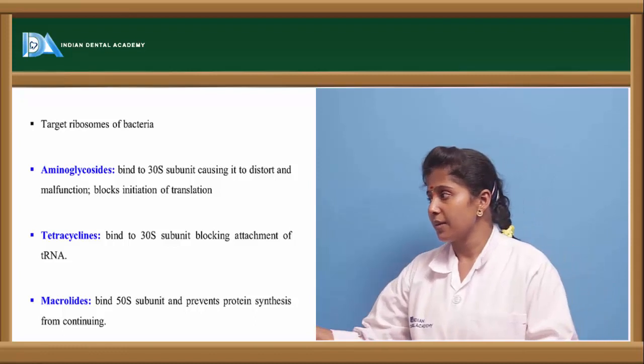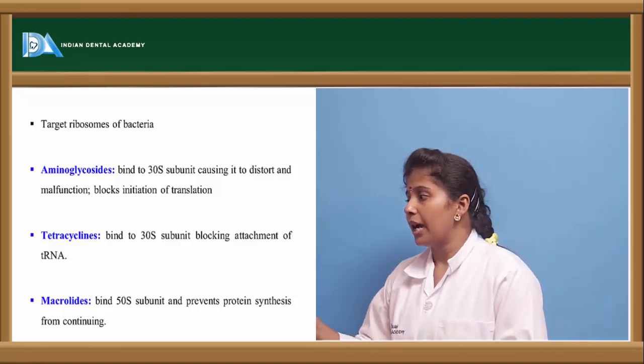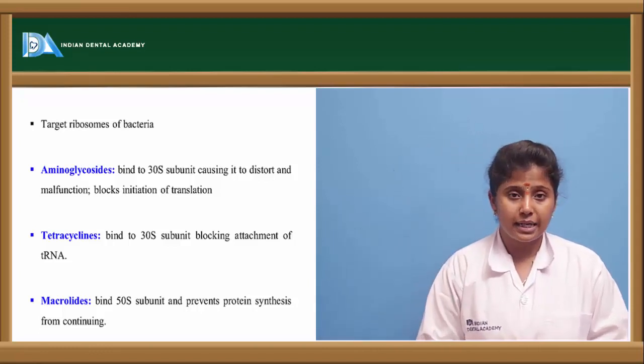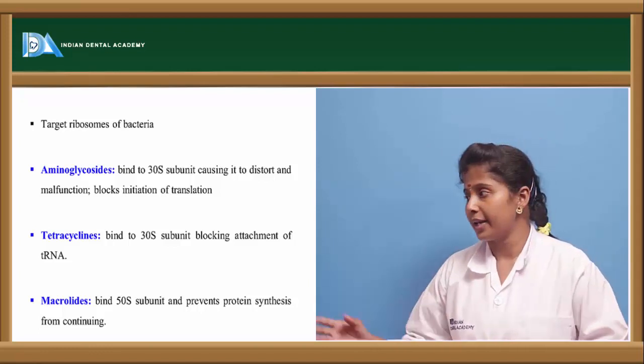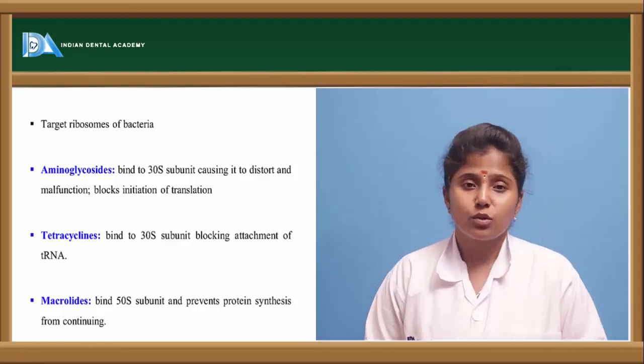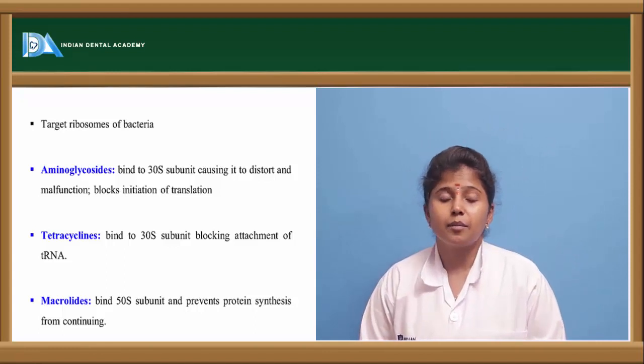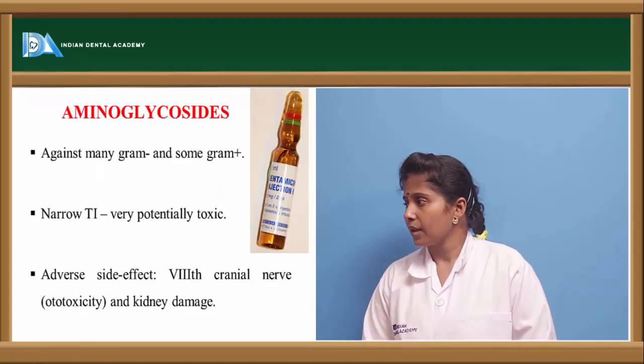So these aminoglycosides bind to the 30S subunit of ribosomes, and thereby they won't allow the ribosomes to aid in protein synthesis. And tetracyclines also bind to the 30S subunit, and they even bind to tRNA, that is transfer RNA. And macrolides bind to the 50S subunit, and thereby they prevent protein synthesis.